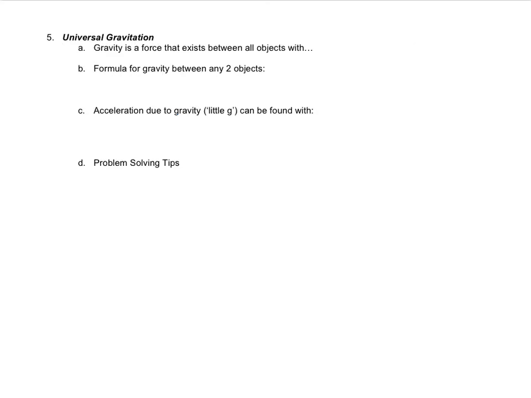Alright, so universal gravitation was the next topic we talked about, and we know that gravity, on its most basic level, is a force that exists between all objects with mass. That is the key thing. Any two objects that have mass, whether they're enormous or really, really tiny, have a gravitational force between them. The way we find that force is Fg equals G m1 m2 over r squared, where m1 and m2 are the masses of the two objects, and that r squared, although you might think it's radius, it's really the distance between the objects.